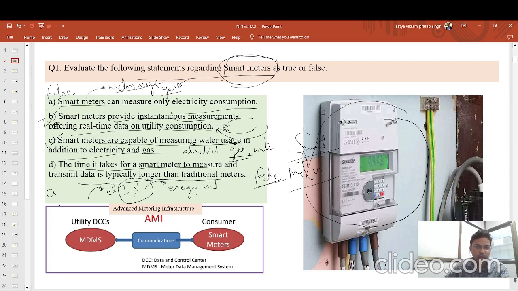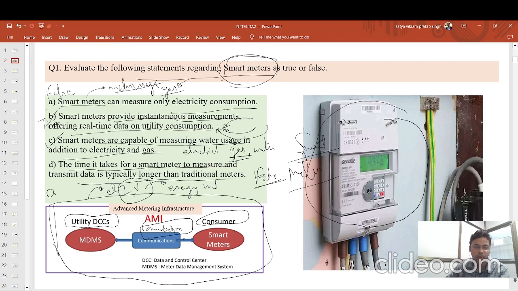Here I have given one image of an advanced metering infrastructure based system. You can see that the utility DCC, that is the data and control center, is on the left side and the consumer is on the right side, and in between there is a communication channel. If you want to optimize your electrical consumption, you need communication between the different components, so that you can optimize the energy consumption between the different elements you are taking.